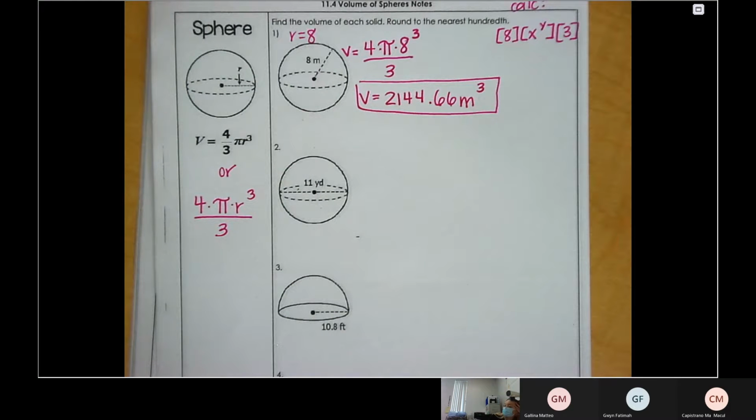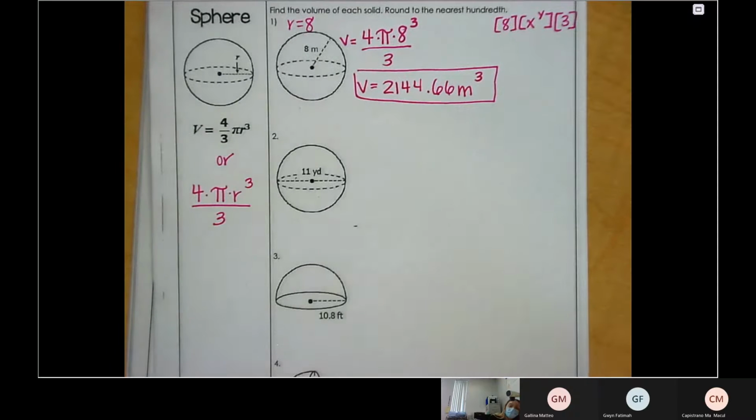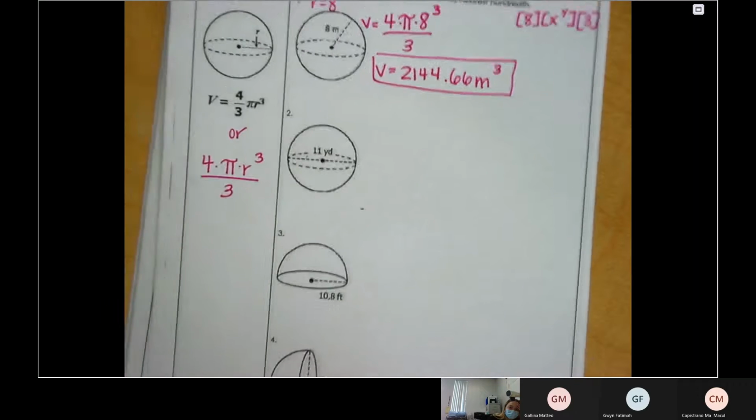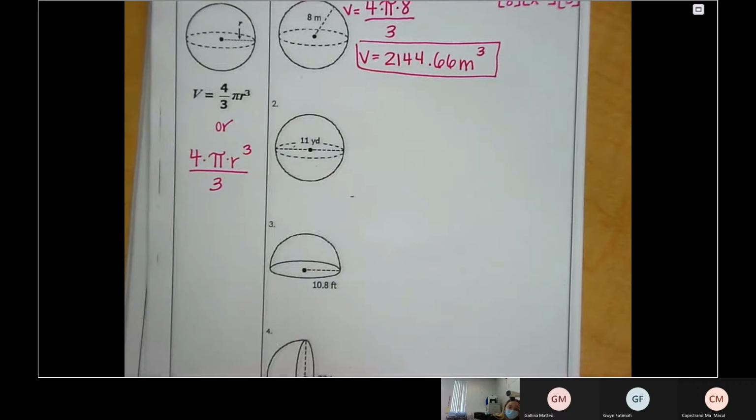All right. Easy peasy, right? So it's just a problem for your calculator. Now, let's jump down to 3, and then you're going to do 2 and 4. What do you notice about number 3?